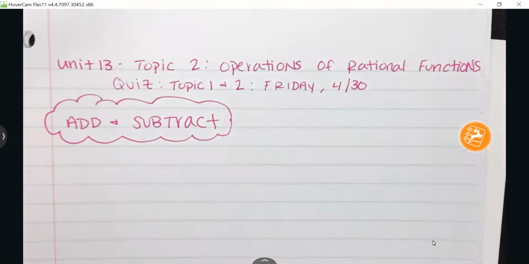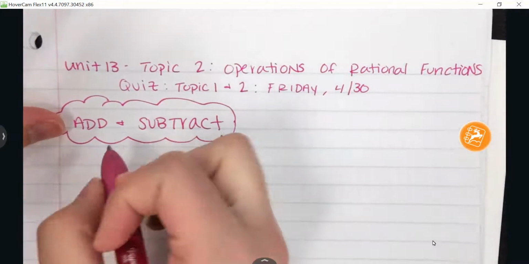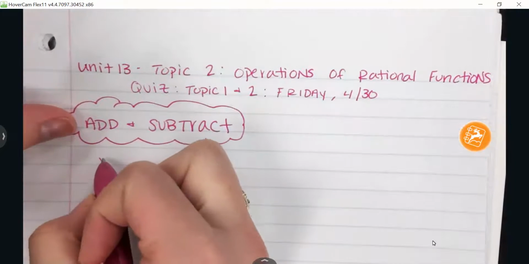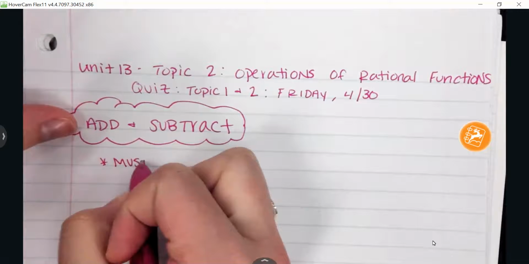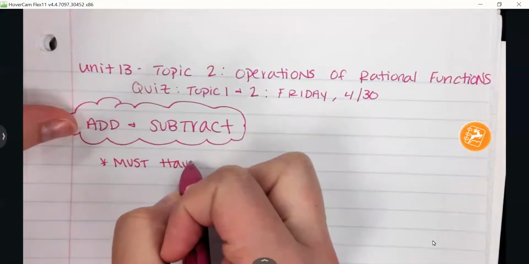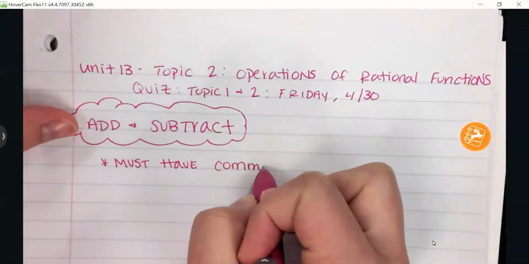When I add and subtract, the one thing I must have is a common denominator. So I must have common denominators.